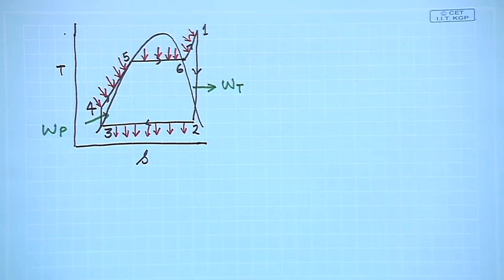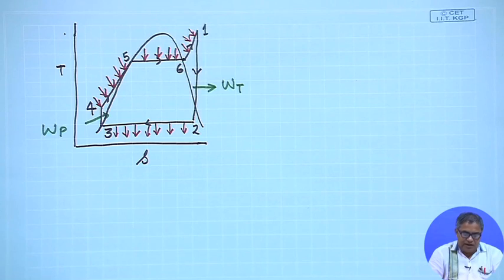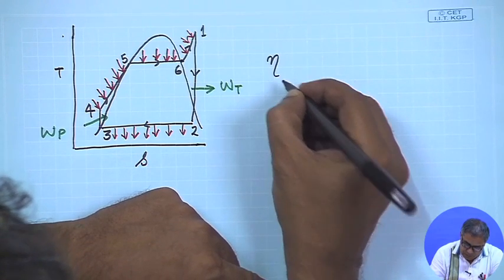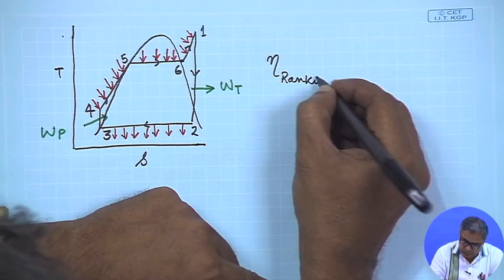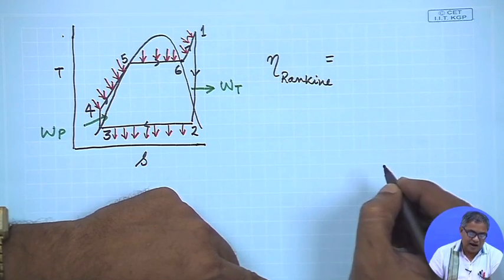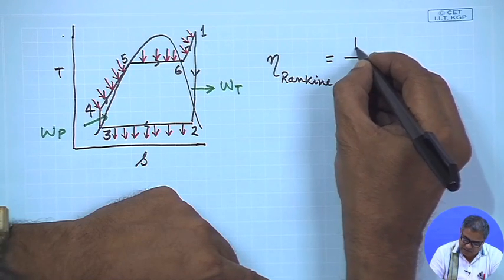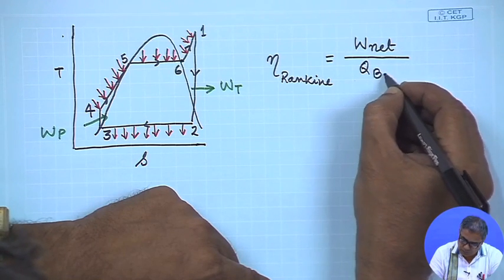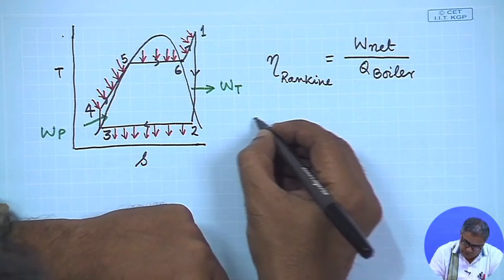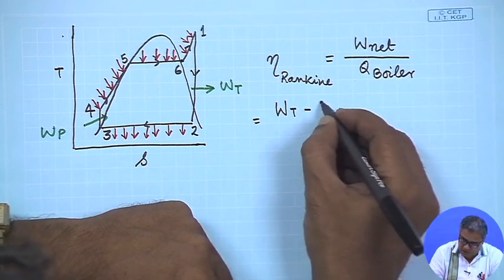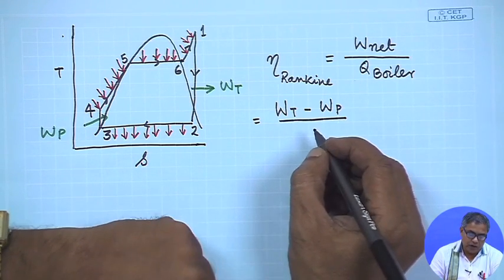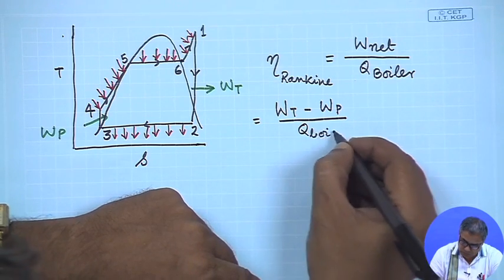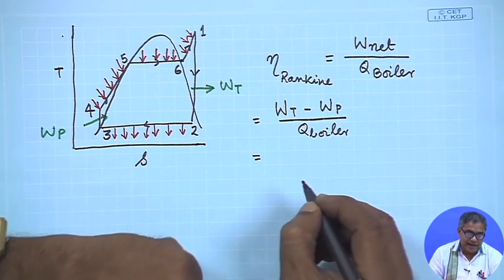So, what is done very routinely is that we can determine the efficiency of the Rankine cycle, eta Rankine. Assuming that all the processes are ideal, from the basic definition this is W net divided by Q boiler. So, this can be written as W turbine minus W pump divided by Q boiler.